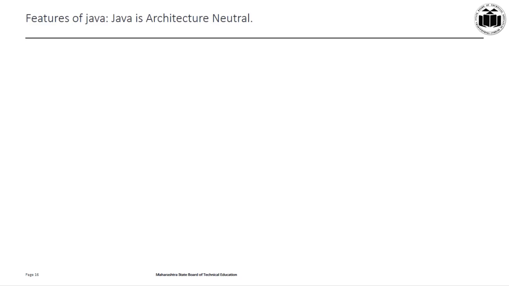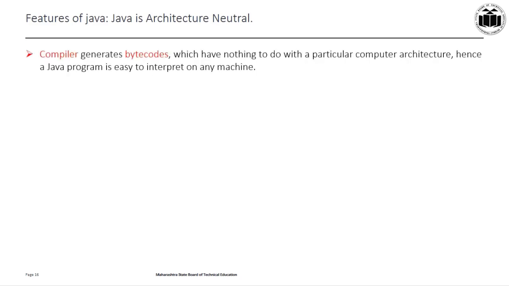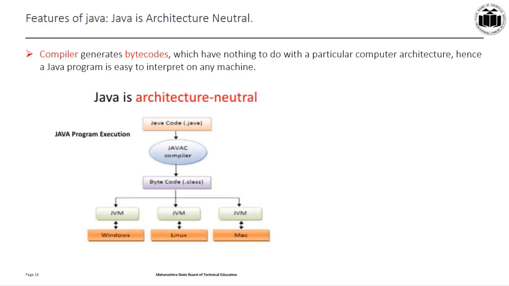The next feature is architecture neutral. It means the compiler generates bytecodes which have nothing to do with a particular computer architecture. Hence, a Java program is easy to interpret on any machine. As we have seen earlier, the Java compiler compiles Java code and converts it into bytecode, that is a .class file, and every operating system has its own Java virtual machine. So we can say Java is architecture neutral.